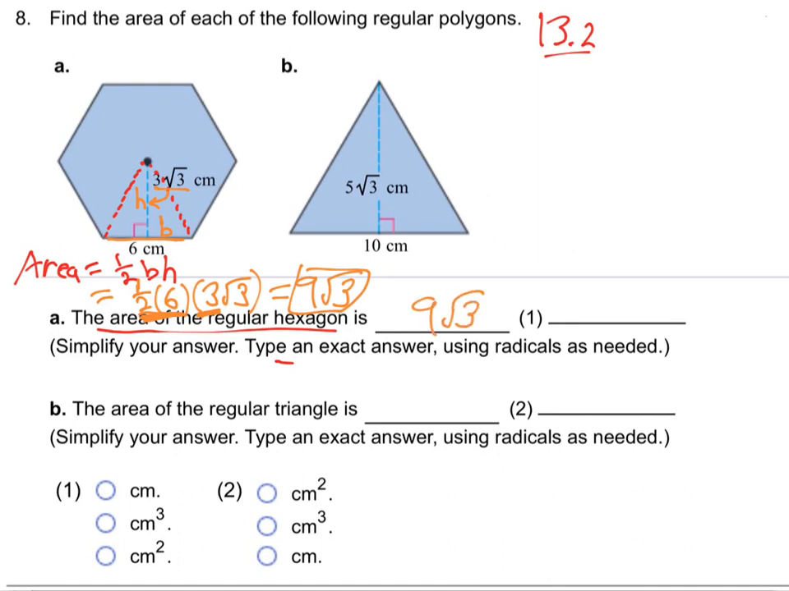9 root 3. We just leave the square root of 3 sitting there. We don't do anything with it. And the units are square centimeters, because you know area is square units. Oh, wait a minute. I'm sorry. Nope, that's not the answer. We're not done yet. We're partly there. I forgot. What I forgot is there's more than that one triangle.